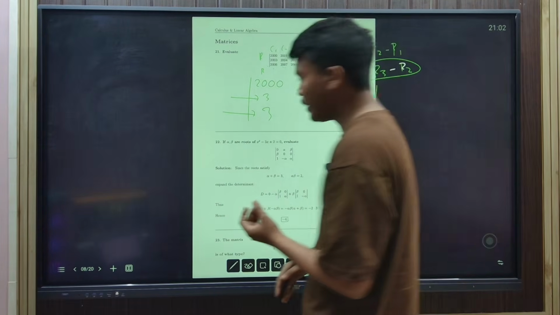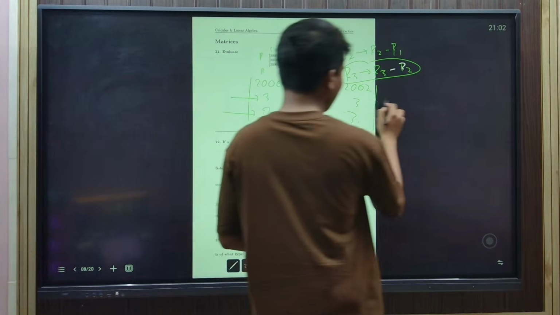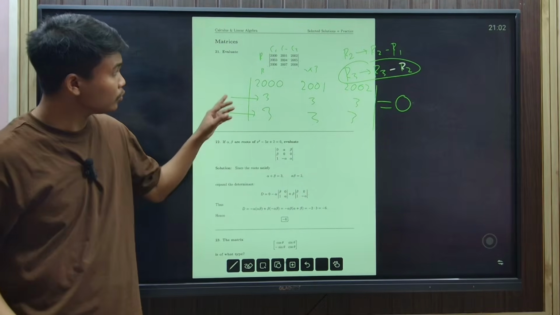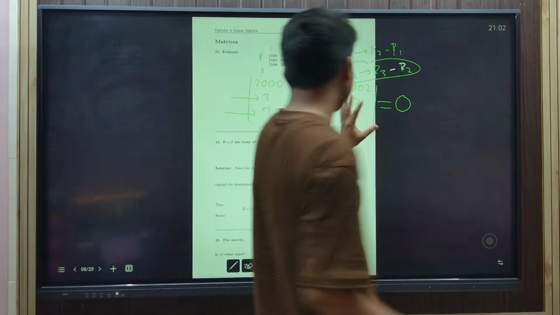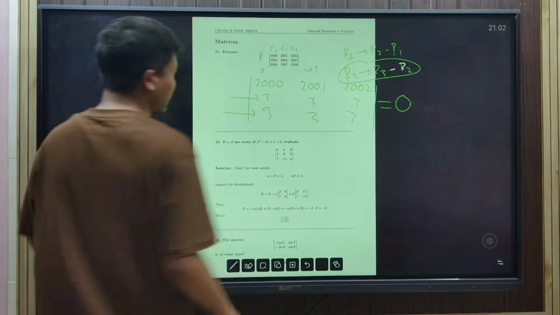So if two rows or two columns of the determinant are identical, that means they are the same, then the value of the determinant is 0, right? Because two rows are linearly dependent, means these three columns are not linearly independent, so the determinant value has to be 0, right?